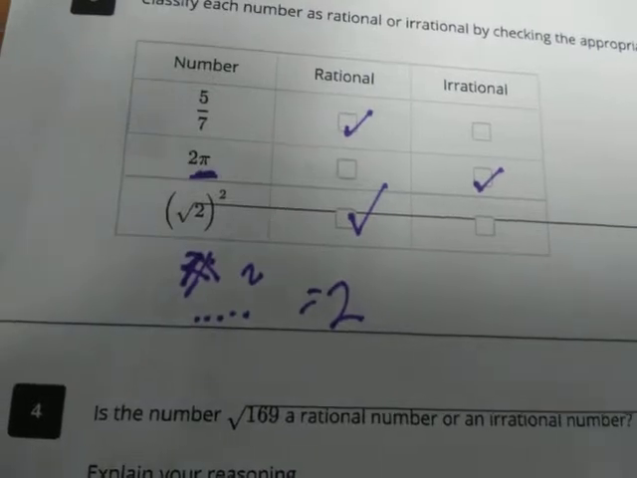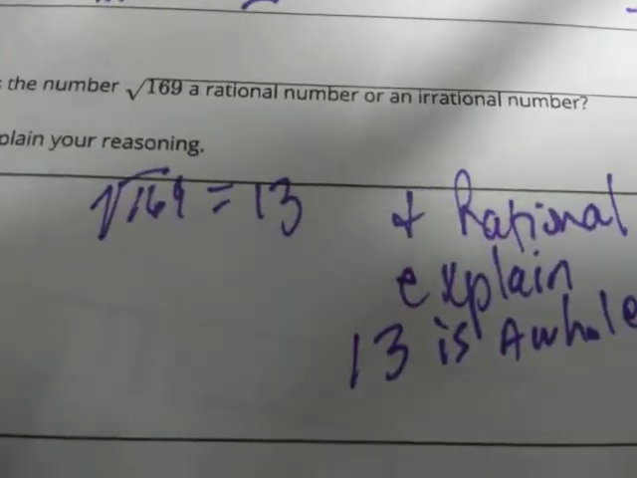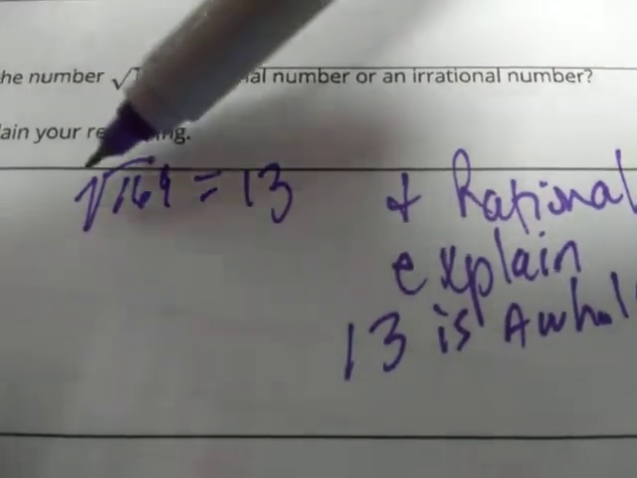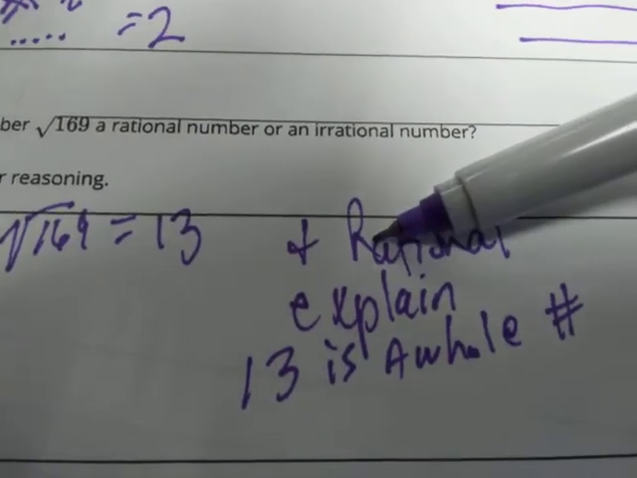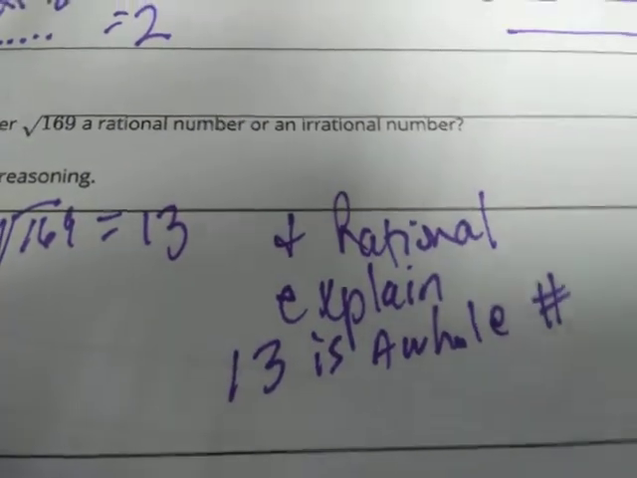So number 4 was one that most of you missed because you only got partial credit. The square root of 169 is 13. It is rational. A lot of you got that, but then stopped. You have to explain. 13 is a whole number. All whole numbers are rational. So that's one explanation. There are numerous explanations. That's just one of them.